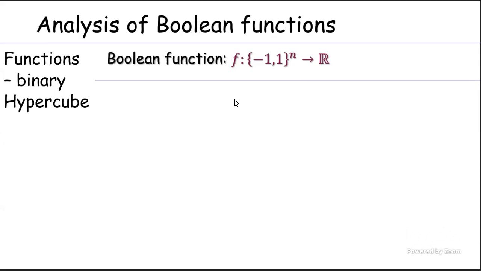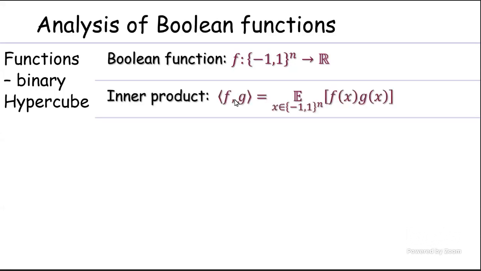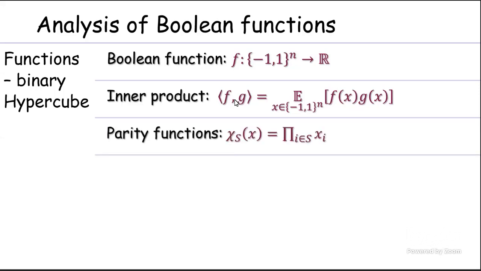So Boolean functions are functions on the Boolean hypercube. They might be Boolean valued or just have values in R. We define the inner product by seeing every function as a vector of 2 to the n values, and then the inner product is fairly trivial. In this space we have the parity functions, which form an orthonormal basis of the vector space of Boolean functions.